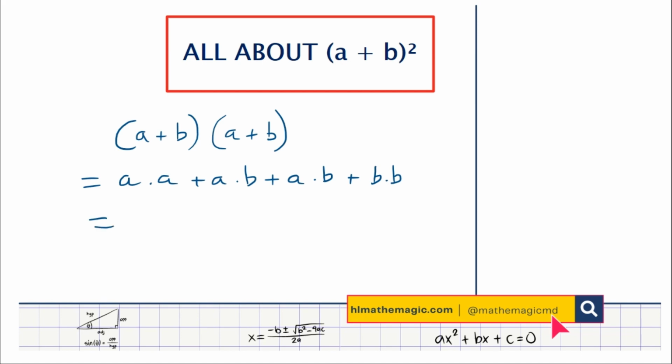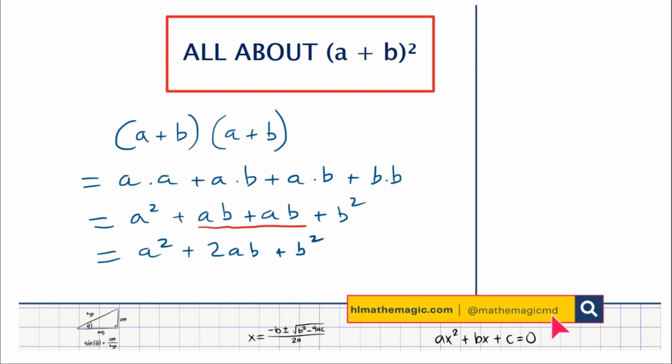Now a times a gives you a squared, a times b gives you ab, another a times b gives you another ab, and b times b gives you b squared. Now you're allowed to combine the two terms in the middle because these are the same terms. So you can put 1ab with 1ab, and this leads you to 2ab in the middle. So we can say it's a squared plus 2ab plus b squared. And that is the expansion we need for (a + b) squared.